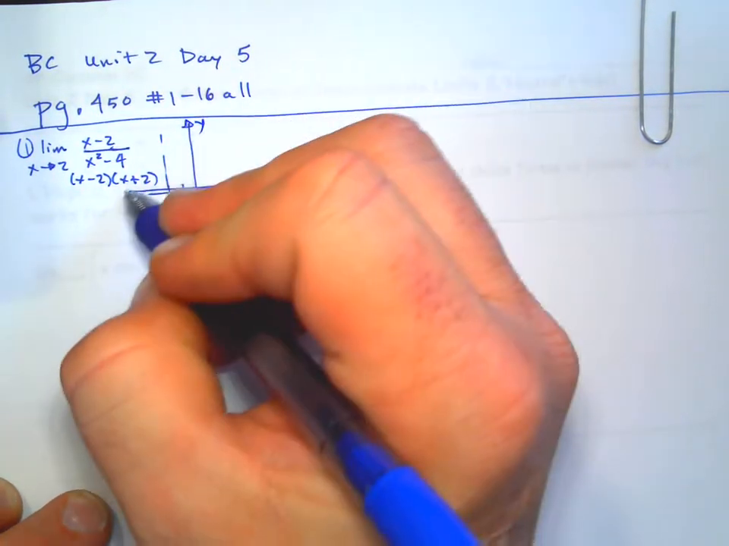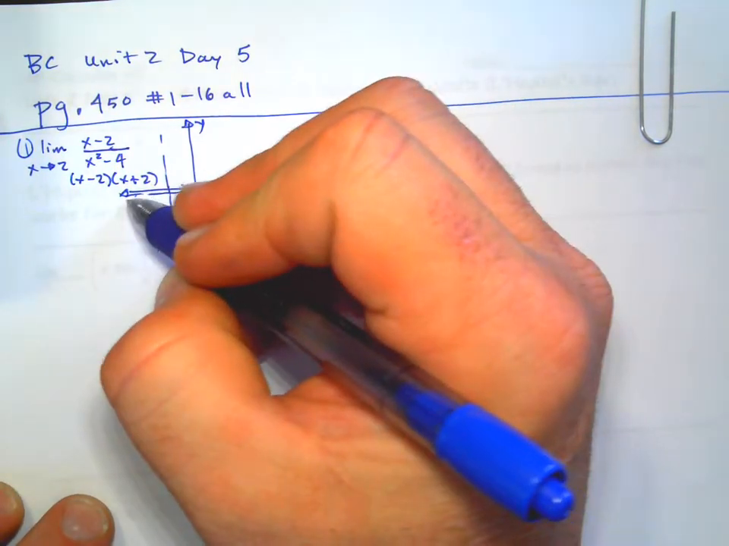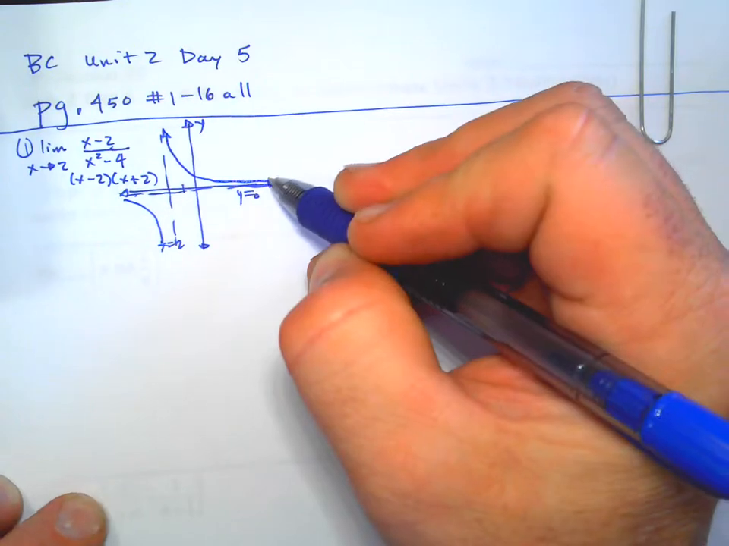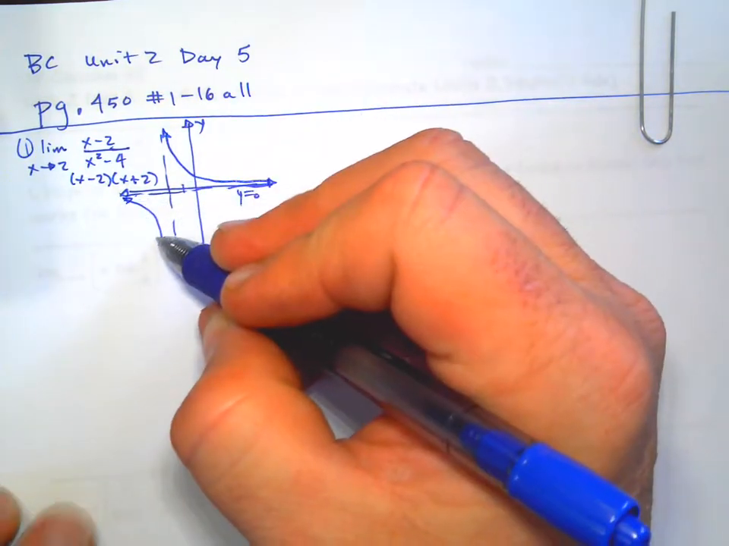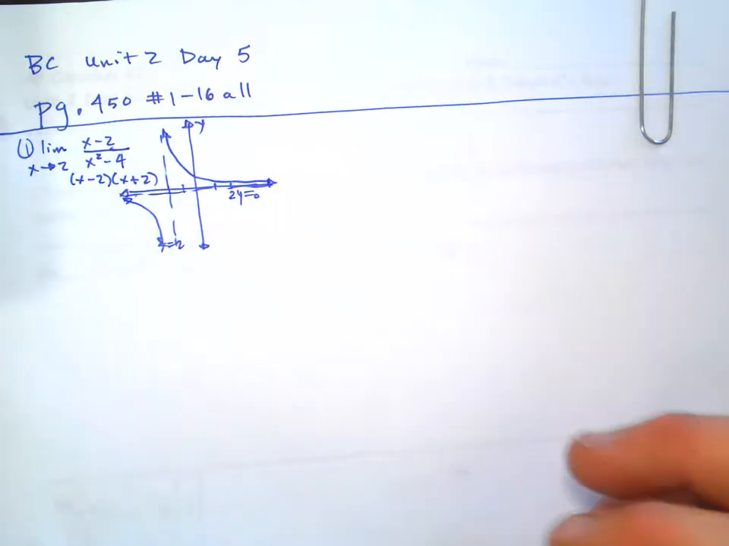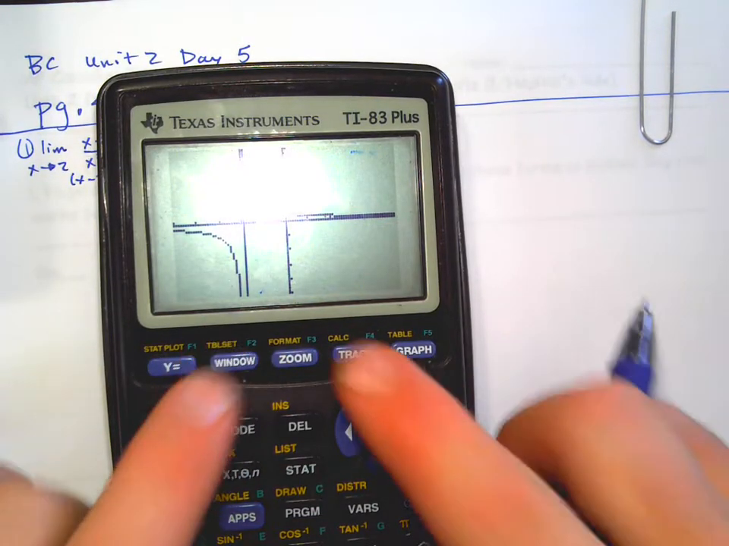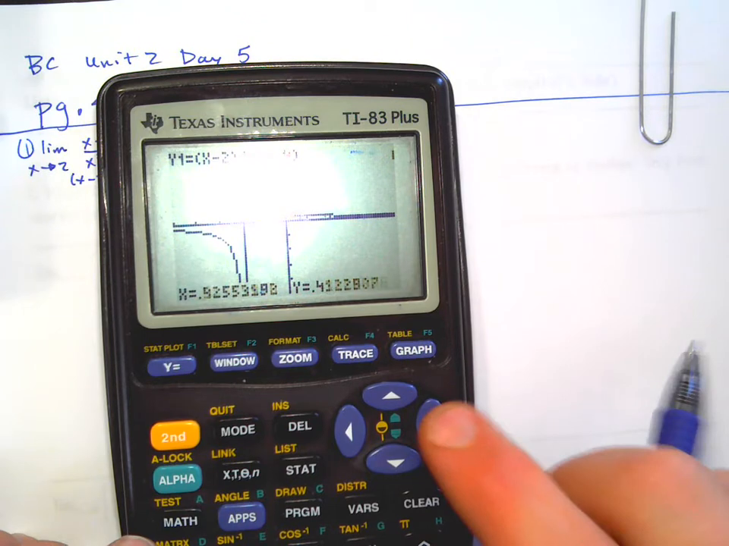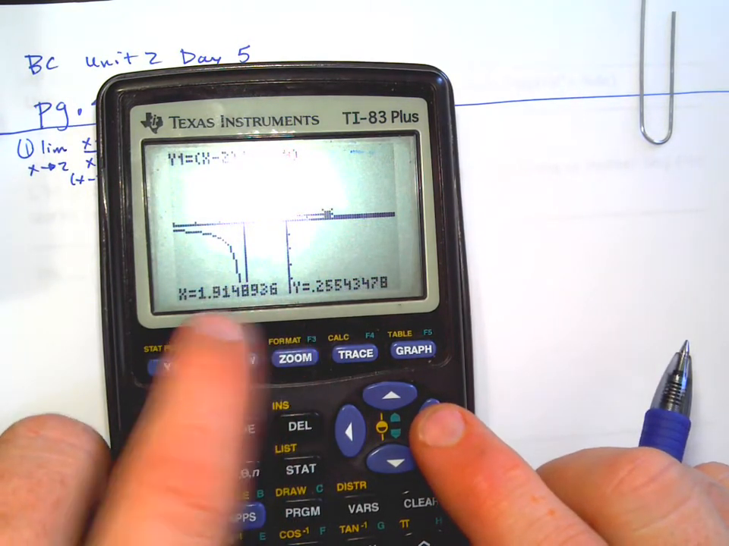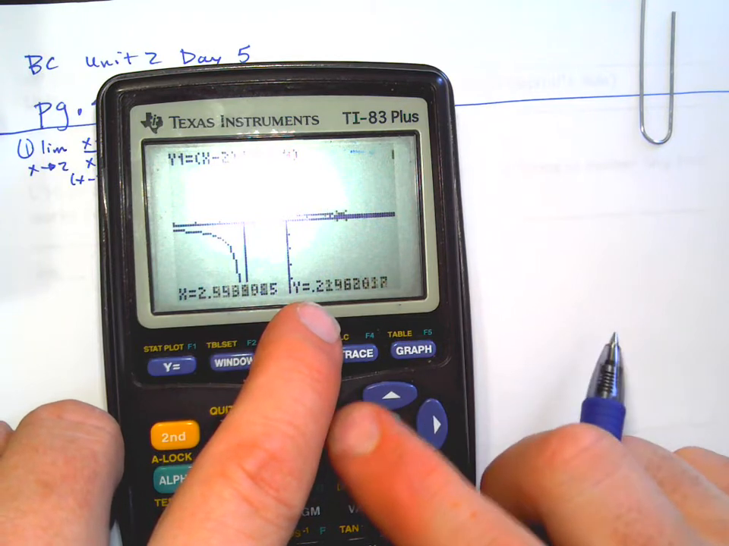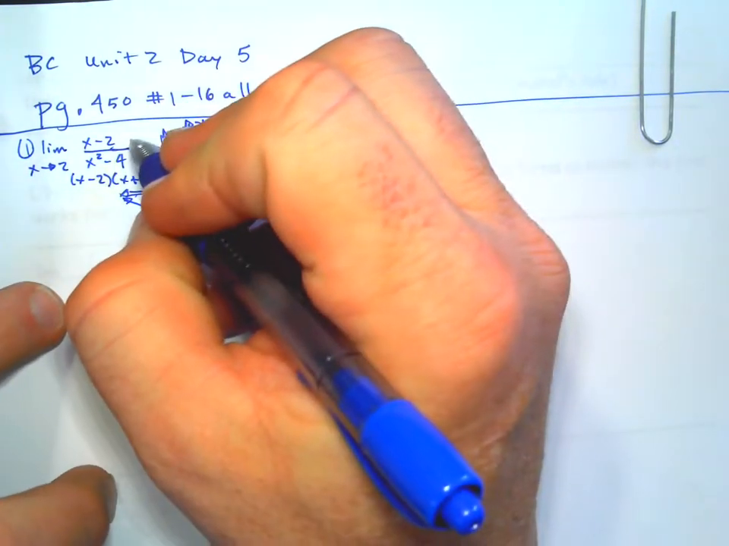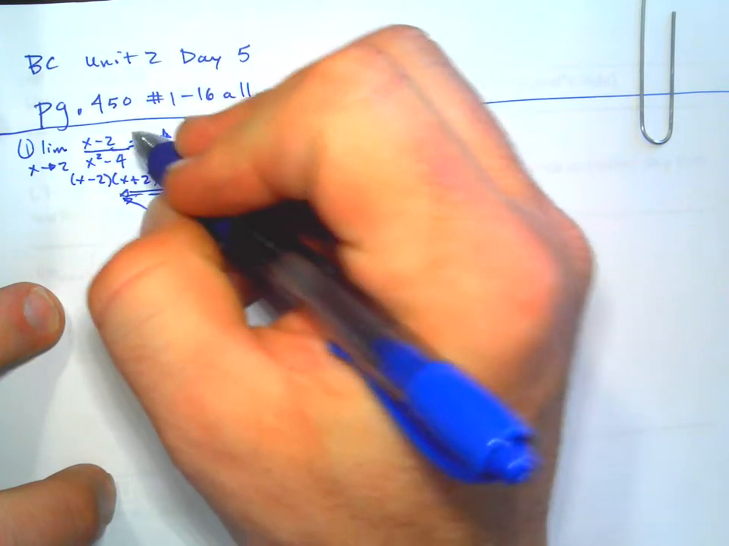And graph goes like this, and the graph goes like this. So we're saying as it approaches 2, so that's somewhere over here. So my graph, I'm just going to go trace. This is a very untechnical way of doing it, but as we get closer to x equals 2, y looks like it's getting closer from both sides to about 0.25. So I'm going to say I'm estimating that it's 1/4.